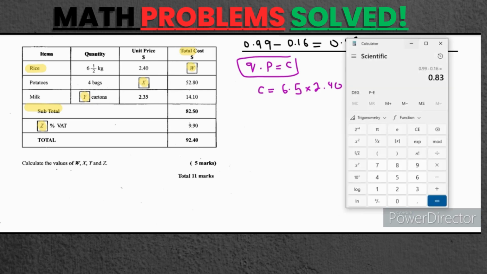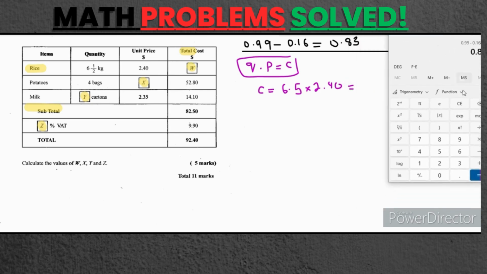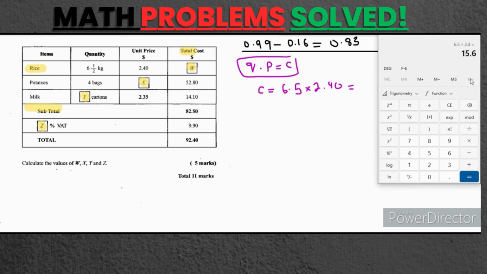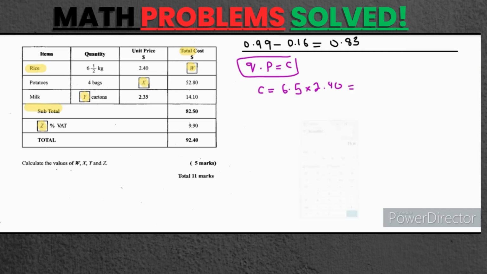So if you multiply the quantity with the unit price, you will get the total cost. 6.5, we will take the calculator here and put 6.5 times 2.40, right? So the answer is 15.6. So this is the total cost. So the answer will be $15.6.